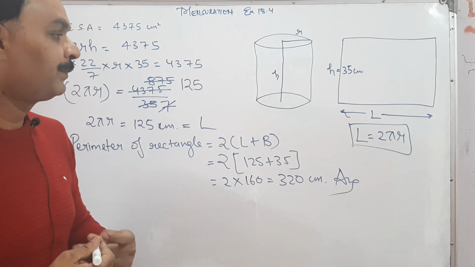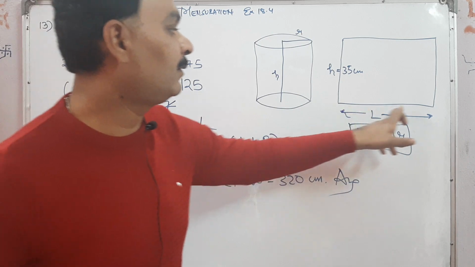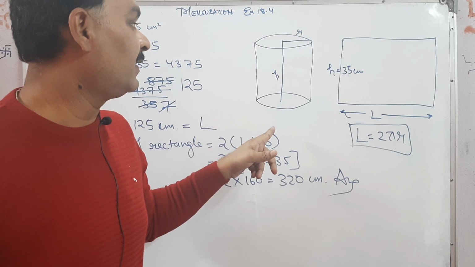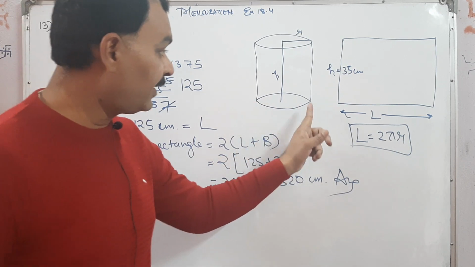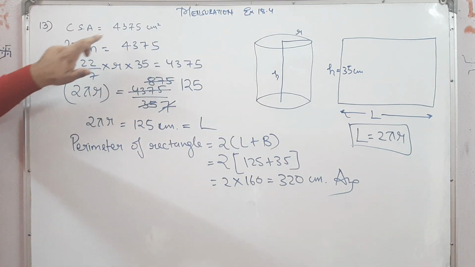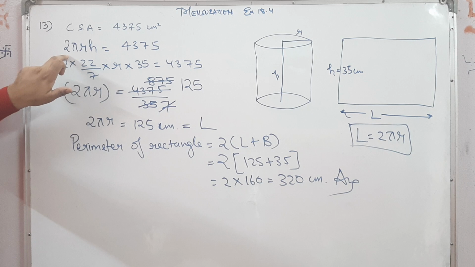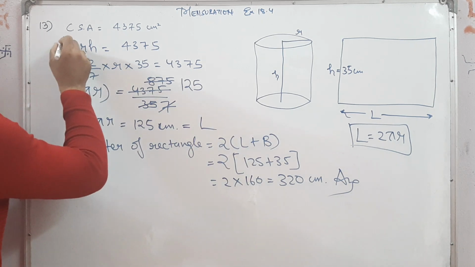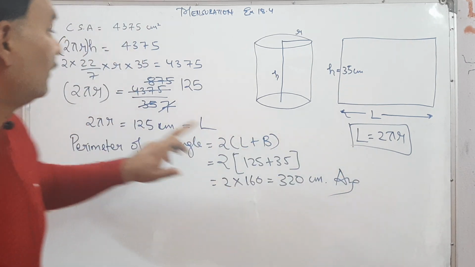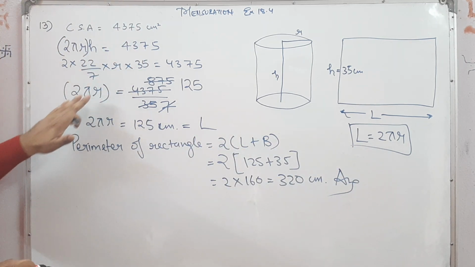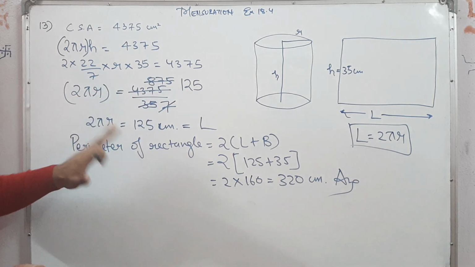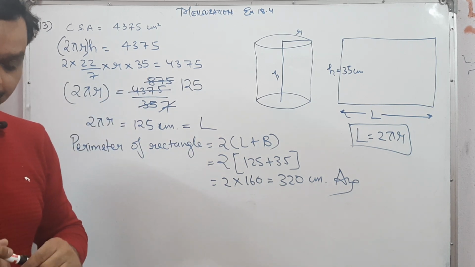Now look students, as we know that the length of this rectangular sheet formed on cutting the cylinder along its height, the circumference of the base will be equal to L. Now the curved surface area is given to us, 4375. The formula for the curved surface area is 2 pi RH, and we got 2 pi R here, which is equal to length. So I haven't simplified and found out the R, because after finding the R we will get the length as equal to 125. So I made my calculations much simpler.